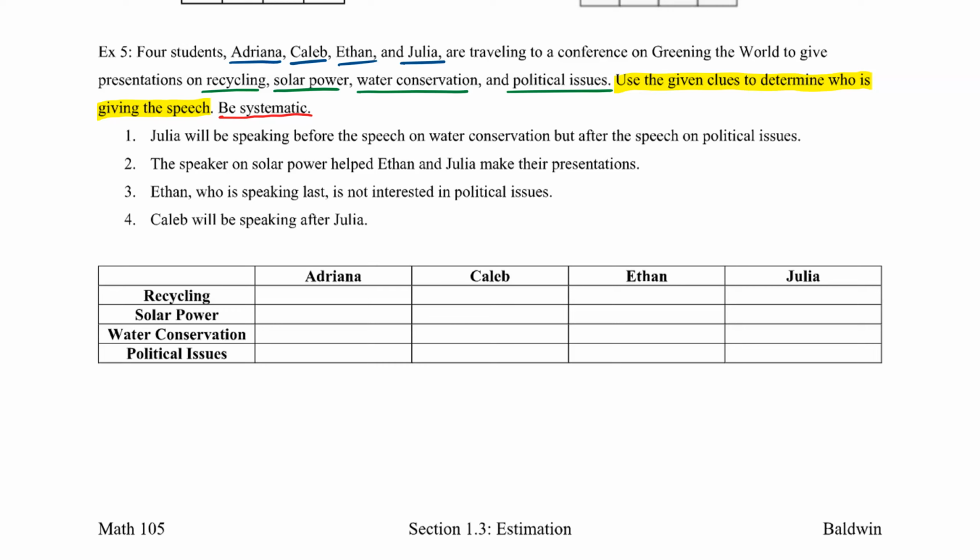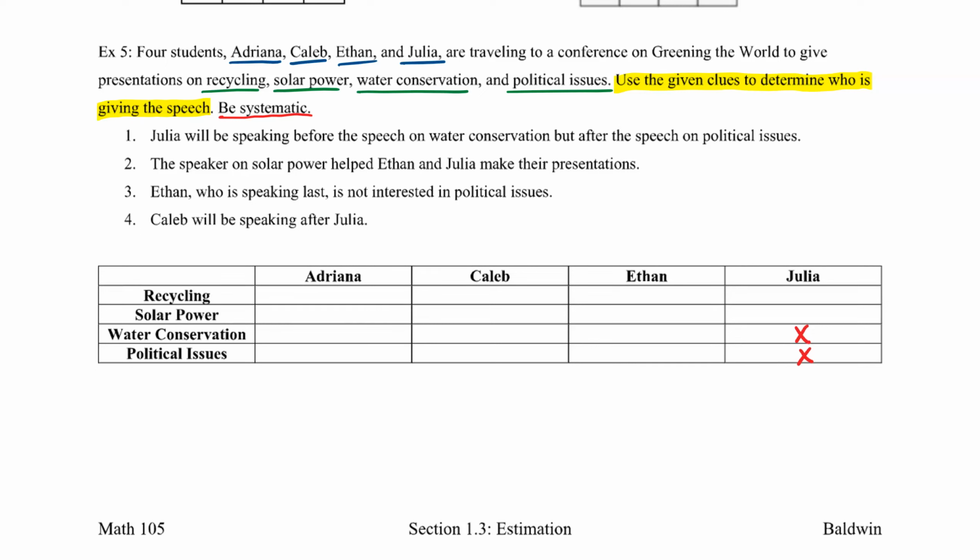Using that information, we can go through and mark out some of these boxes in this table to narrow down our options and help us figure out who is giving which speech. So Julia is going to be speaking before water conservation. So she is not doing water conservation. She is also not doing political issues, because she's speaking after political issues.